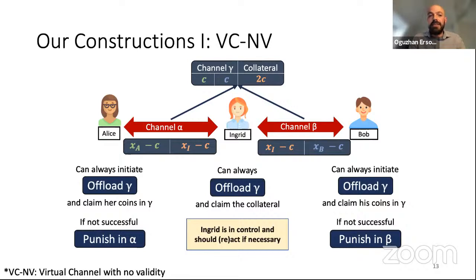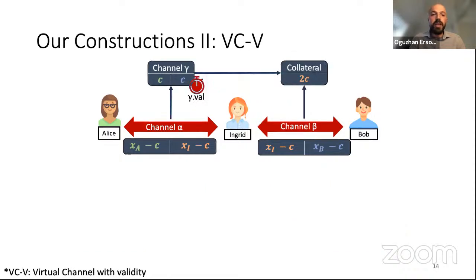This being said, these offloading and punishment mechanisms are only necessary if one of the parties is malicious. In the honest scenario, everything will be taken care of in offline message exchange between these parties. Our second construction is virtual channels with validity. This validity means that the channel has some expiration time, which we call the validity time. In this construction, the virtual channel is funded in one of the ledger channels and the collateral is funded from the other ledger channel.